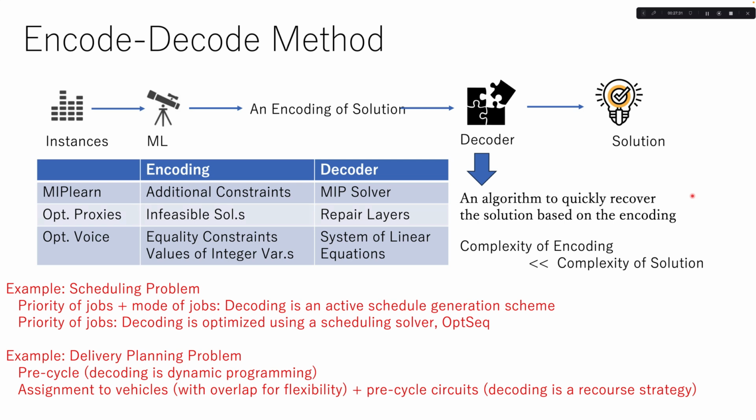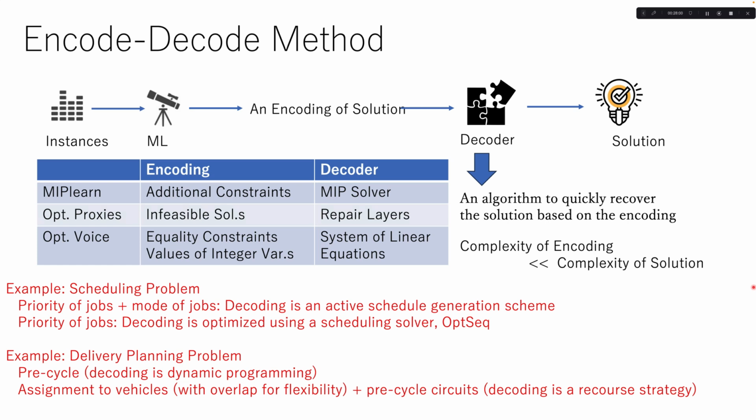For example, in scheduling problems, if the order of job release and job modes are used as the encoding, the solution can be easily decoded using a classical heuristic called the active schedule generation scheme. Even if the encoding is limited to just the order of job release, the solution can be decoded using a scheduling optimization solver we developed called OptSeek. OptSeek is designed to quickly approximate the solution when the order of job release is provided as an initial solution.